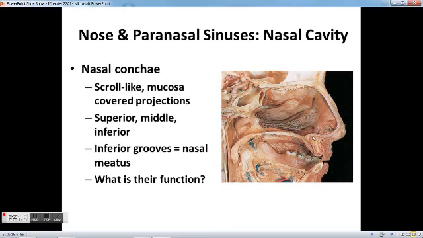Now, this is actually a cross-section of a cadaver, so you can see here's the nasal cavity right here. I'm really hoping you guys can see my cursor making circles on here. Up at the top, this little fringy area, there's the olfactory epithelium. And you notice we actually have these little scroll-like projections called nasal conchae. There's 3 of them: a superior, a middle and an inferior. And they have these little grooves in between them that are called the nasal meatus.